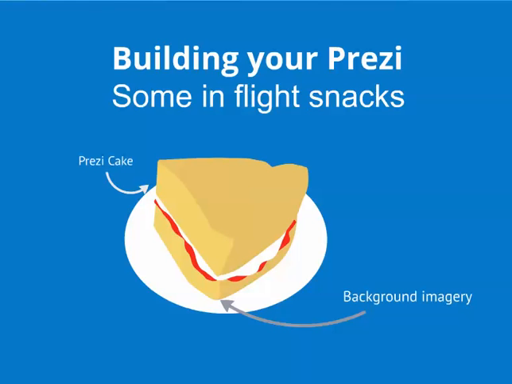Once I had that on the screen, I can then add the really tasty bits, so the cream and the jam, which is of course my content. So my text, my imagery, my video clips that you've seen, there could be audio narration, sound effects, anything at all in terms of content, I would consider as the cream and the jam, the really tasty bits of our Prezi cake. So get your background image on first, and then place the content within that background image.